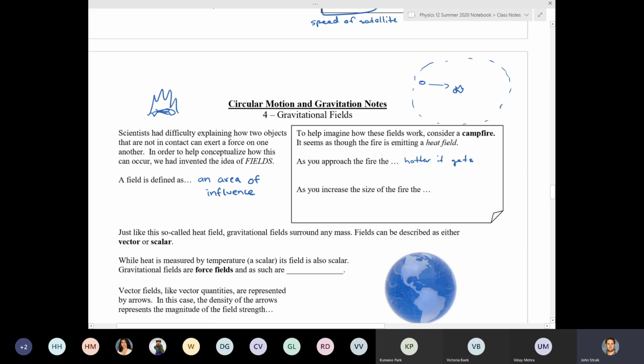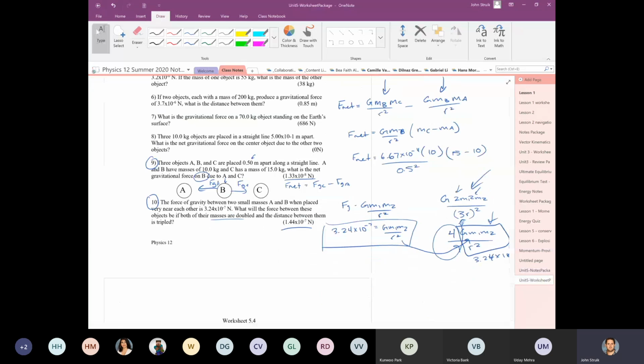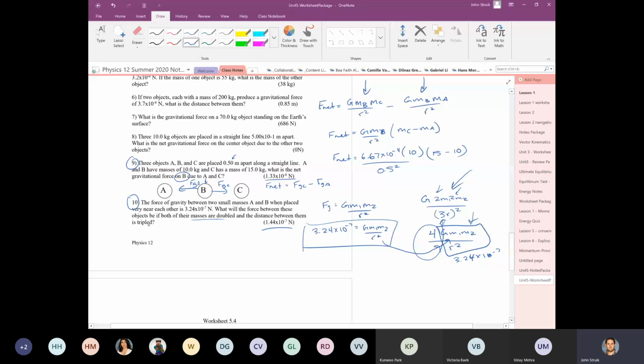Okay, so why is the radius tripled? Oh, I need to go back to this. The radius is tripled because it says the distance between them is tripled. That's why.